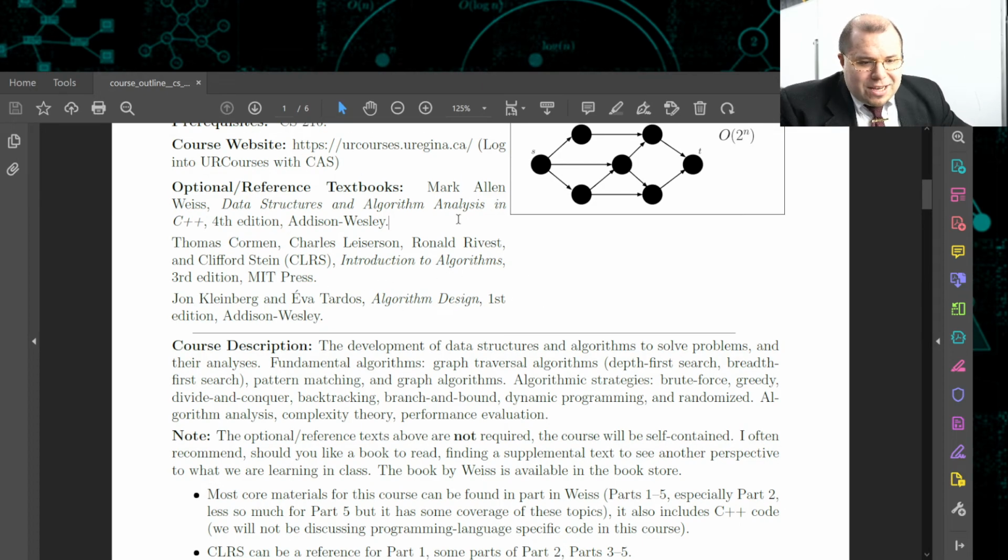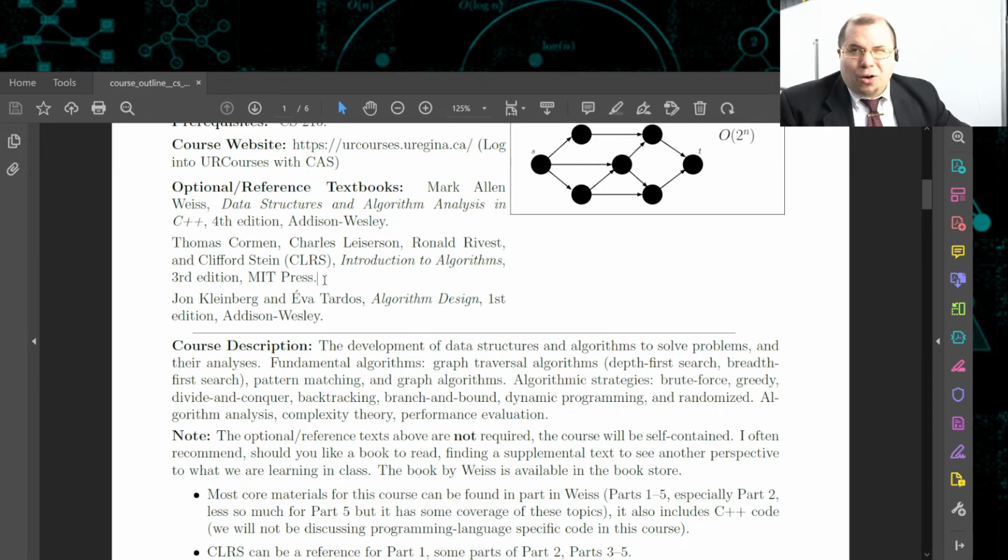So there's a few books here. The Weiss book, and another book by Cormen, Leiserson, Rivest, and Stein, usually abbreviated as CLRS. This is a pretty standard algorithms book. It's a very good reference text.